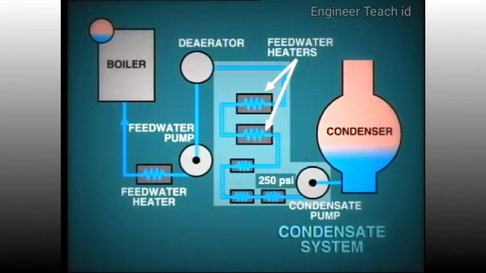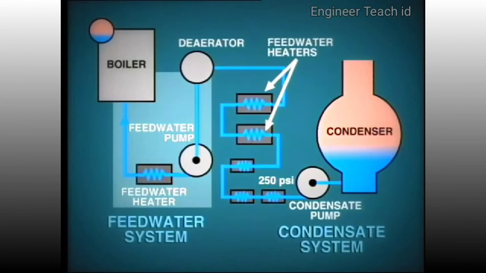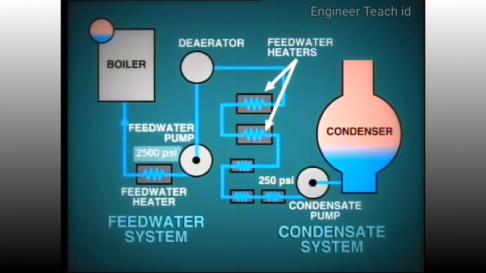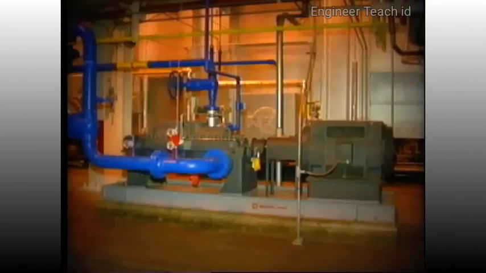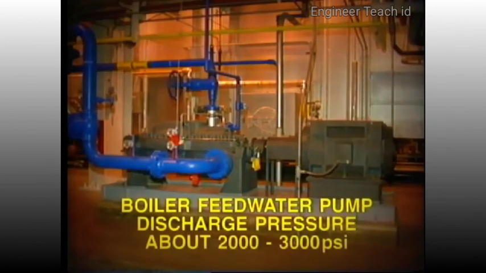From the de-aerator onwards, we refer to the continuation as the feedwater system, which operates at much higher pressure. The pressure developed by the boiler feedwater pump must be sufficient to overcome losses in the piping system, plus the pressure in the boiler itself. This means that the boiler feedwater pump discharge pressure must be about 2,000 to 3,000 psi, depending upon the particular installation.